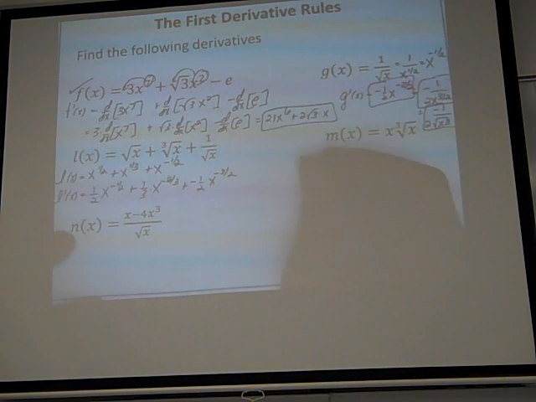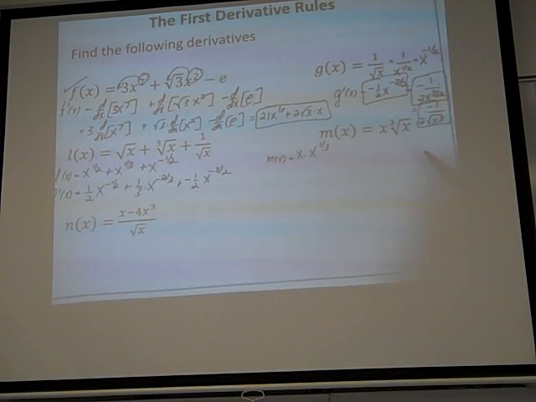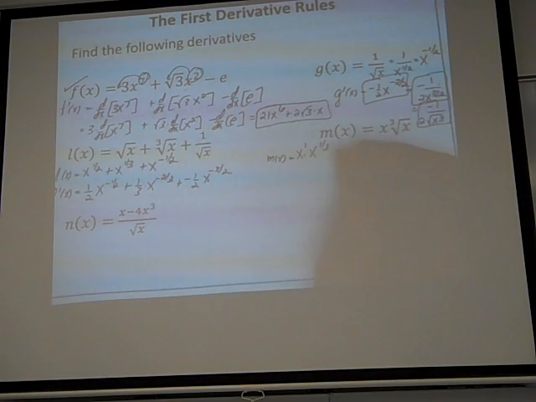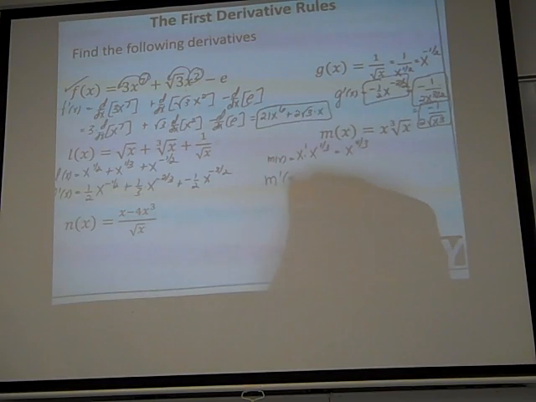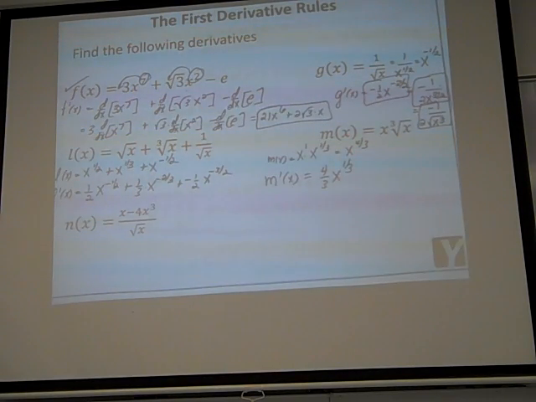Let's look at m of x. M of x is x times the cubed root of x. Well, let's rewrite that as x times x to the 1/3 power. One of the algebra rules that I have to have handy here: when I am multiplying and the bases are the same, we add the exponents together. 1 plus 1/3 is 4/3. Take the derivative using the power rule, bring the power down, reduce the power by 1. 4/3 minus 1 is 1/3. Done. Or you could write it as 4/3 times the cubed root of x.